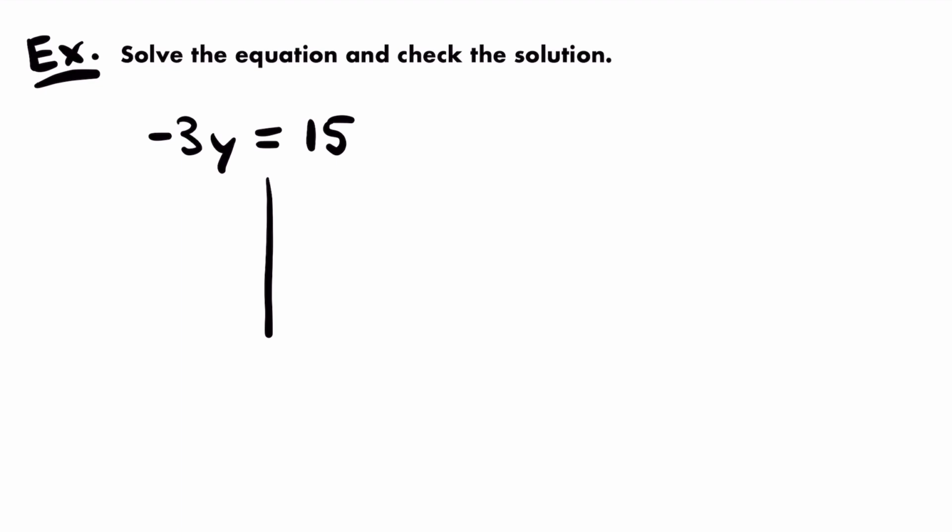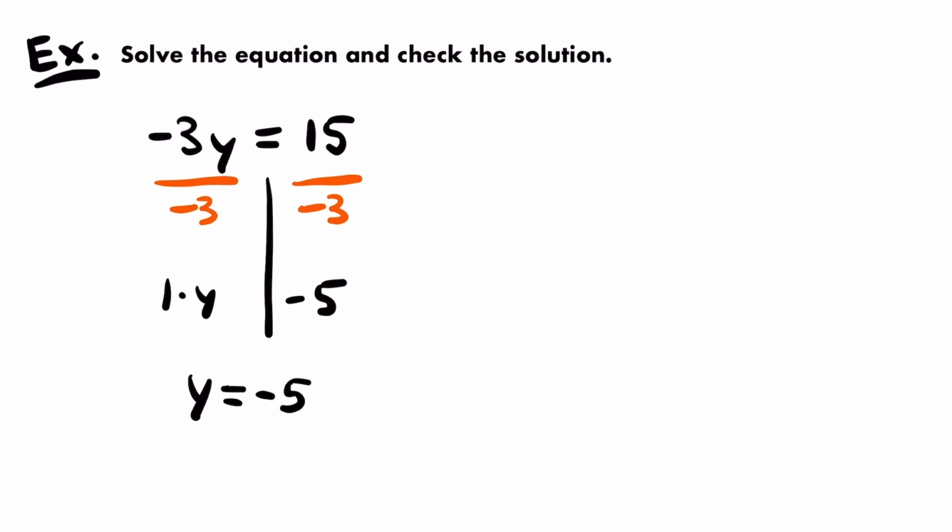But when you're first getting started, I find that line to be helpful. But we're going to divide both sides by -3. And so doing that will give us 1 times y on one side, because -3 divided by -3 is 1, so you'll just have 1 multiplied by y. And then over here, 15 divided by -3 is equal to -5. So we get -5 on the other side, so our final result here is that y equals -5.